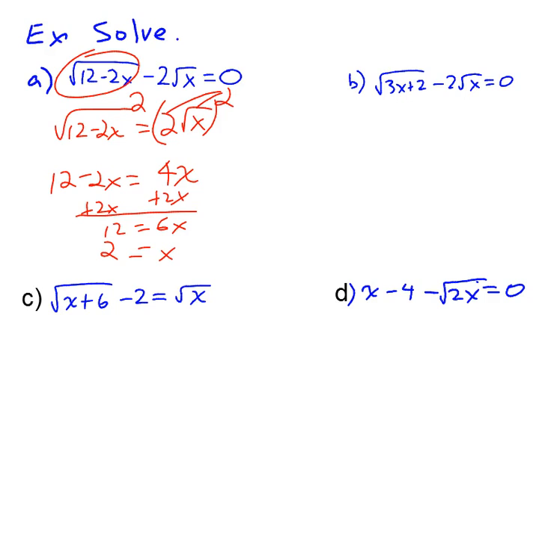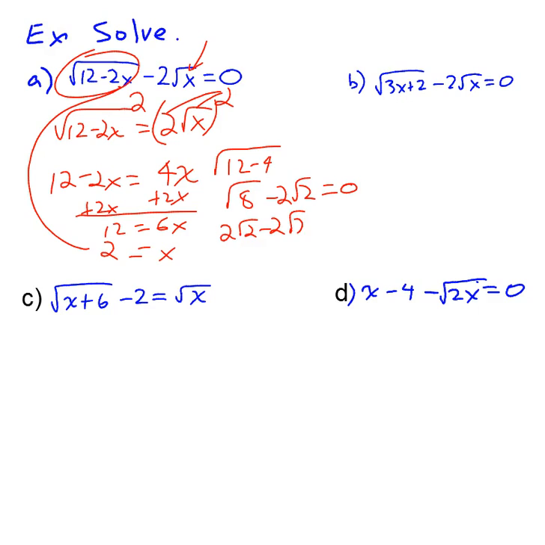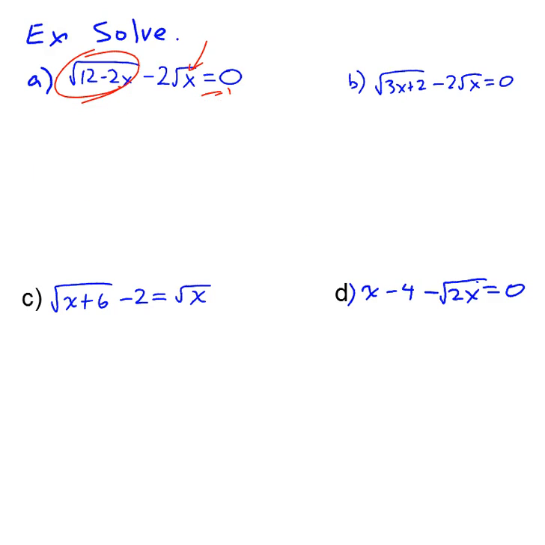Making sure that if I plug this 2 back in, here and here, I should get 0. Well, let's see. 12 minus 4 is 8. So I've got the square root of 8 minus 2 square root of 2 equals 0. Is that true? Well, yeah, because this is 2 root 2, isn't it? And 2 root 2 minus 2 root 2 is, yeah, 0, right? B is like A. So you guys try that one on your own, and then we'll talk about it tomorrow. Let's take a look at C.